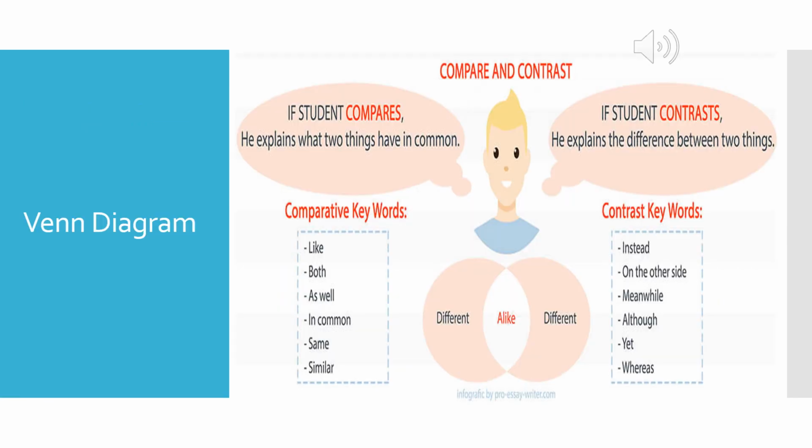Whenever you are writing a compare and contrast essay, you have to start by drawing out a Venn diagram. How is a Venn diagram useful? A Venn diagram helps you brainstorm your ideas. In front of you is the Venn diagram shown with two differences on the sides and the similarities in the middle. I also listed a few signal words you can use whenever you are comparing and contrasting. If a student compares, he explains what two things have in common. If a student contrasts, he explains the difference between two things.